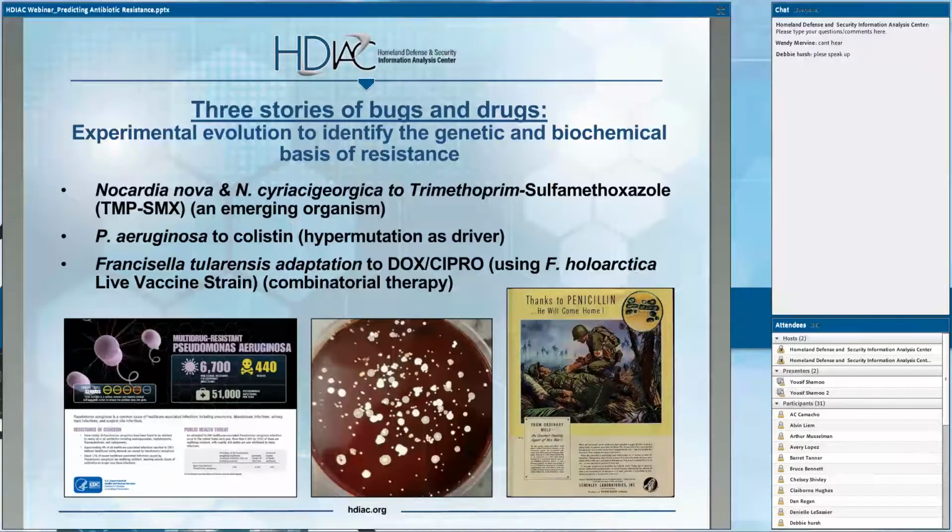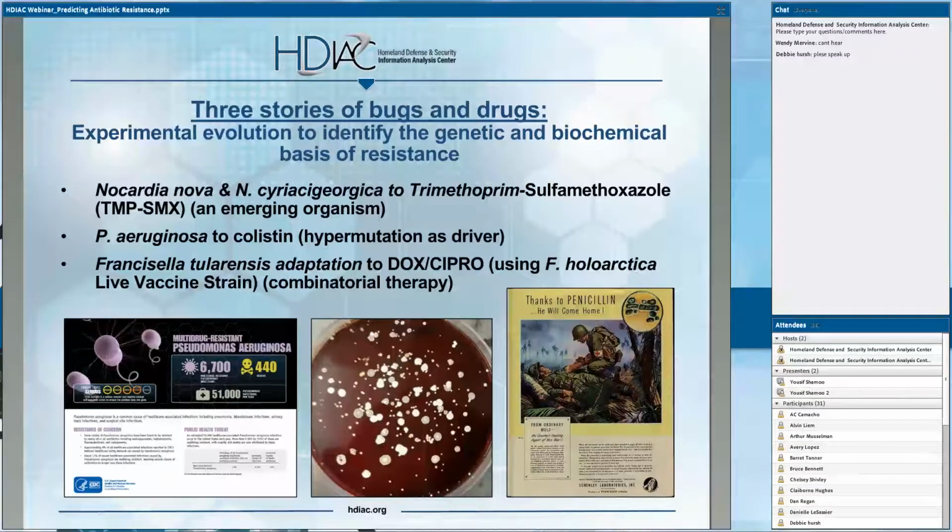Second one is actually a story around how hypermutation, the ability of cells to become very rapid mutators, is actually another way they drive themselves to becoming multi-drug resistant. And that's a study we did in Pseudomonas, which is a common pathogen in cystic fibrosis patients, for instance.